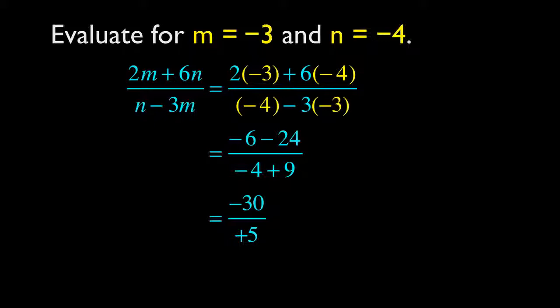Now I'm down to negative 30 divided by positive 5. And that leaves me with a negative divided by a positive, 30 divided by 5. We must end up with a negative 6. So that's really all there is to it.